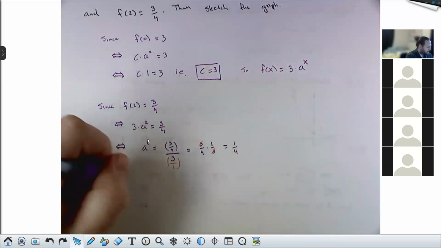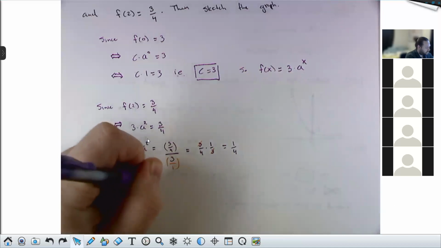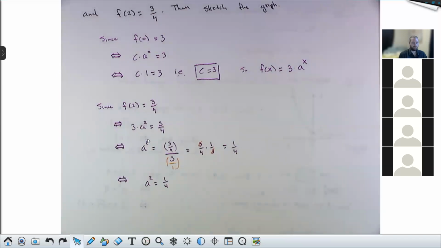So let me rewrite this as a separate line. I arrive now at a squared equals 1/4. How do I solve this? Would we not square 1/4 or not? Something like that. So the object on the left here is a squared, and I want to solve for a. So it's not that I want to introduce a new square. I want to get rid of this square.